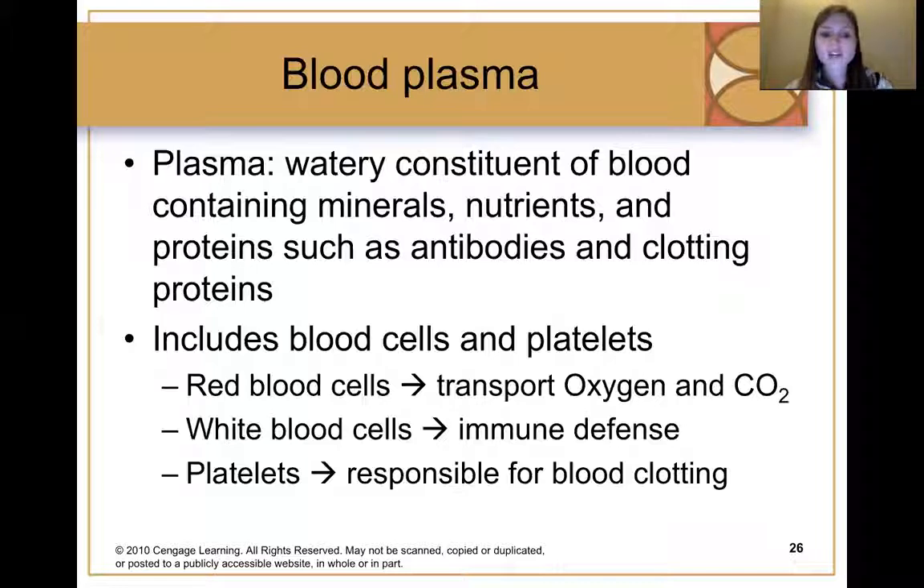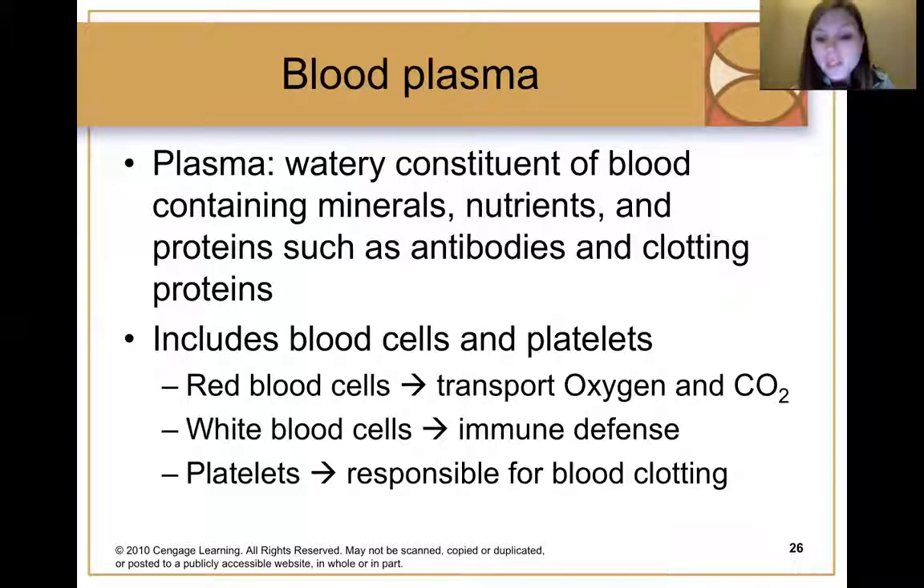The blood also includes the blood cells and platelets. The red blood cells and white blood cells, some of you may have heard of before. Red blood cells are responsible for transporting oxygen and also carbon dioxide. When we breathe in, we're breathing in oxygen, and then we're expelling CO2, or carbon dioxide. The red blood cells are responsible for carrying that through the body.